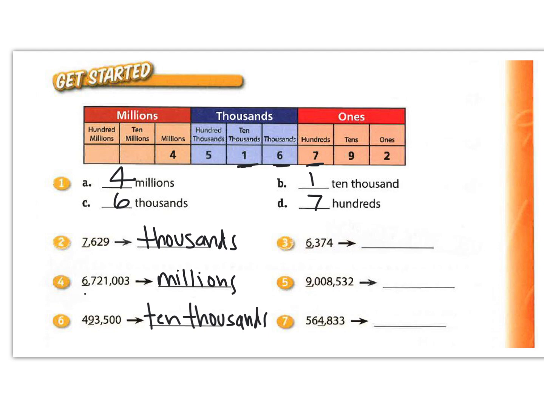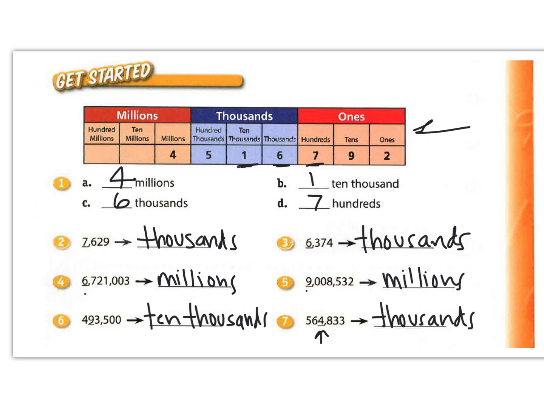Number 3, we can see here the 6, that's in the thousands also. This 9 is in the millions. And then this 4 right here for number 7 is in the thousands place. Okay, so always use a place value chart or map or look something up on your computer or click on the link that's provided so that you can use that for help.